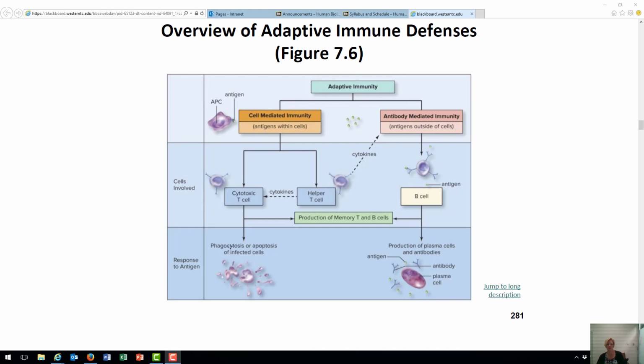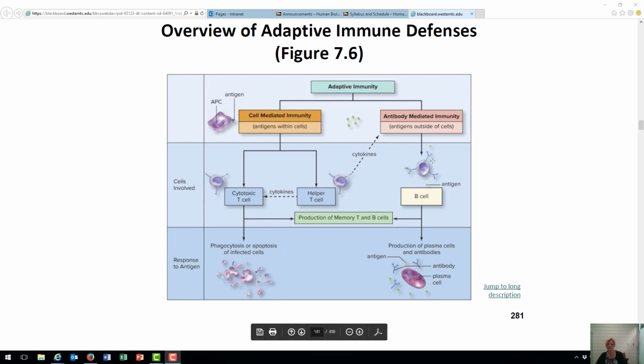So any cell that is infected with an antigen will be phagocytosed, which means it'll be engulfed and destroyed by enzymes, and apoptosis here means those cells are destroyed. So apoptosis just is another term for cell death. So any infected cells are going to be destroyed.